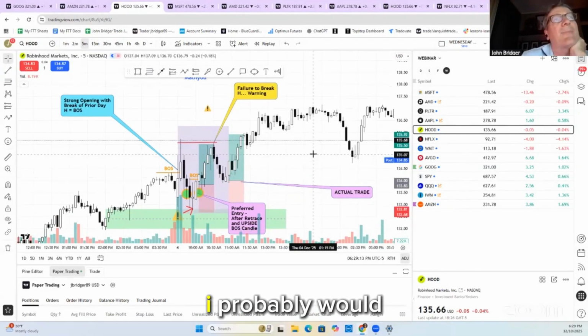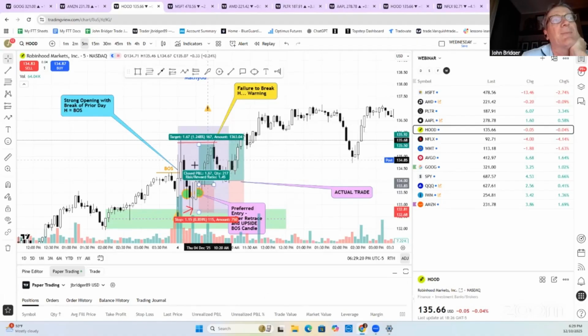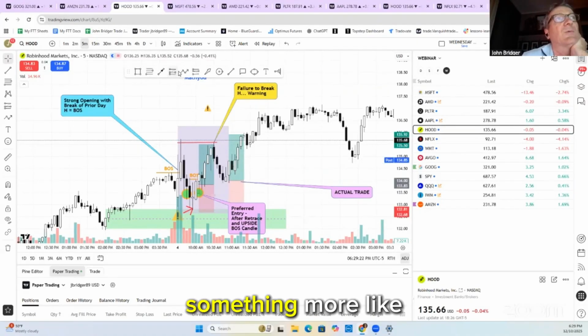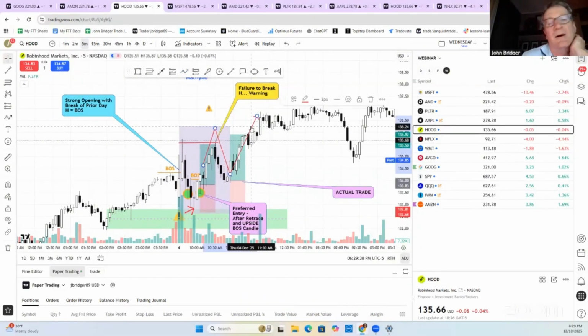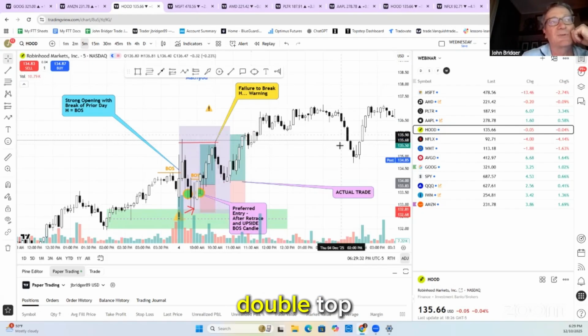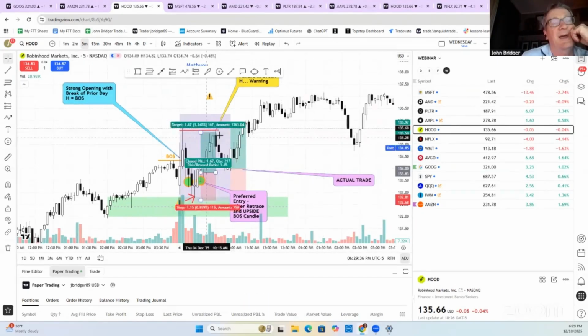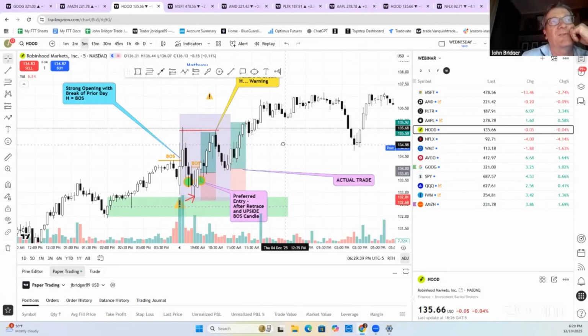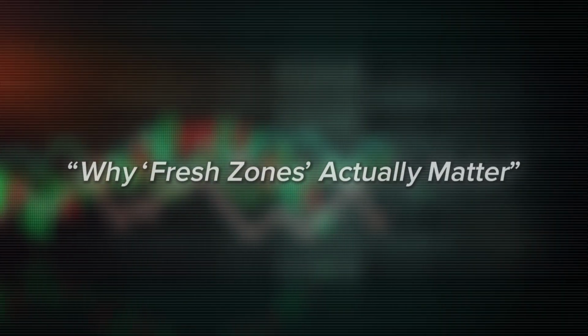At that point, I probably would not have been looking to take a trade because I would not be as confident. Of course, this trade ended up working out, but I would want to see something more like this, right? That high get broken and then get in on the next retrace, right? To go on. This one was actually what I call a double top. So just kind of know going forward, if you see that, that would give me pause to take a long trade because it should have broken that high.